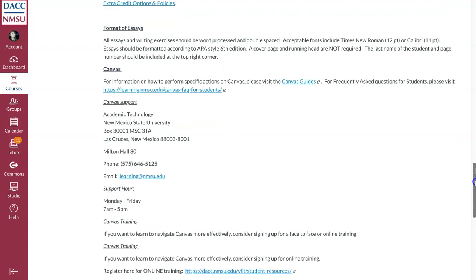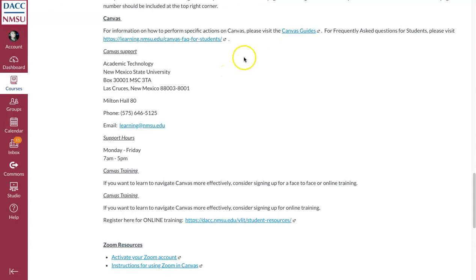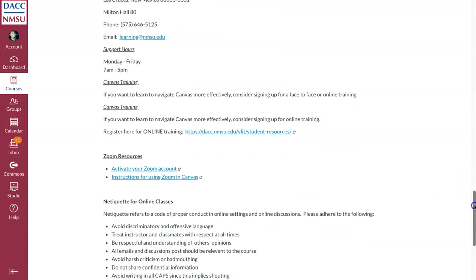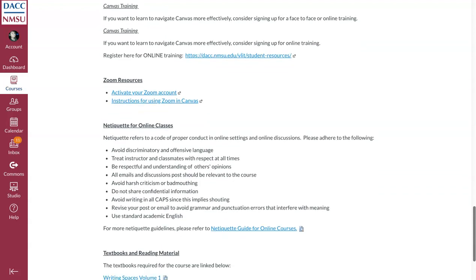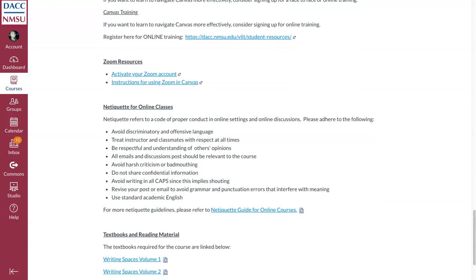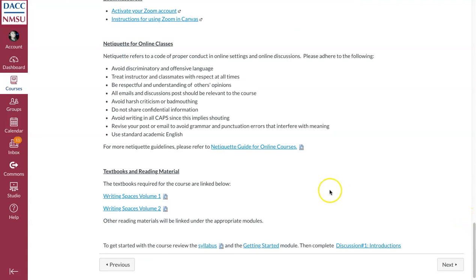So if you're not familiar with Canvas, I do provide information on links for frequently asked questions, and they also have online training for Canvas, so you can go ahead and access that if you'd like to sign up for online training. Basically what that does is it shows you how to navigate Canvas a little bit better. Also here I have some links to activate and how to use your Zoom account in Canvas.